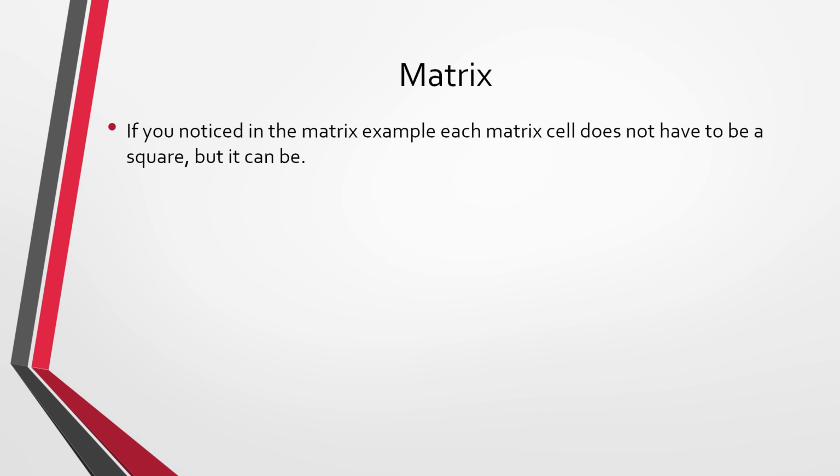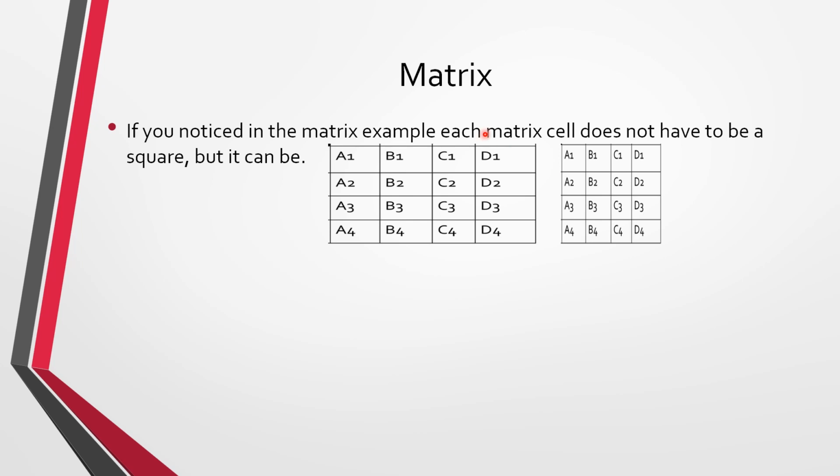If you notice in the matrix example, each matrix cell does not have to be a square, but it can be a square. If we noticed the example before, they were more rectangular here, and the one on the right, these are squares. This is due to the field of view sizes being different.